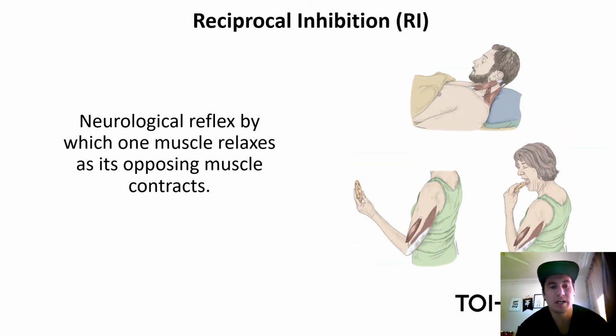Reciprocal inhibition is a neurological reflex in which one muscle relaxes as the opposite muscle contracts. So this is also a safety mechanism. When you lift something heavy, your antagonist muscles of the agonists that are lifting that heavy load will actually be contracting and resisting your ability to lift that load. And that's to make sure that your agonist muscles are never contracting more than what they're capable of.